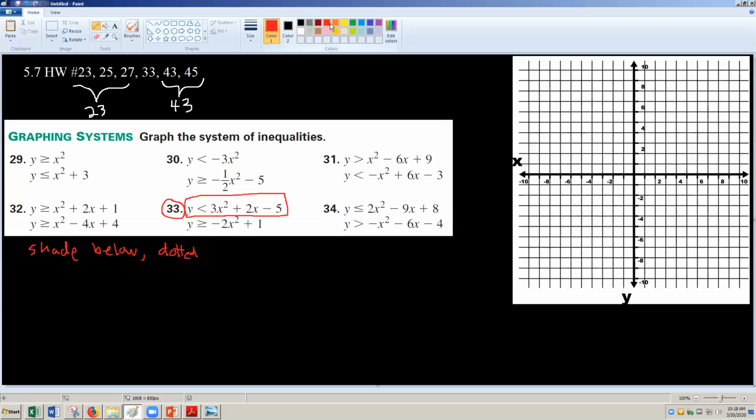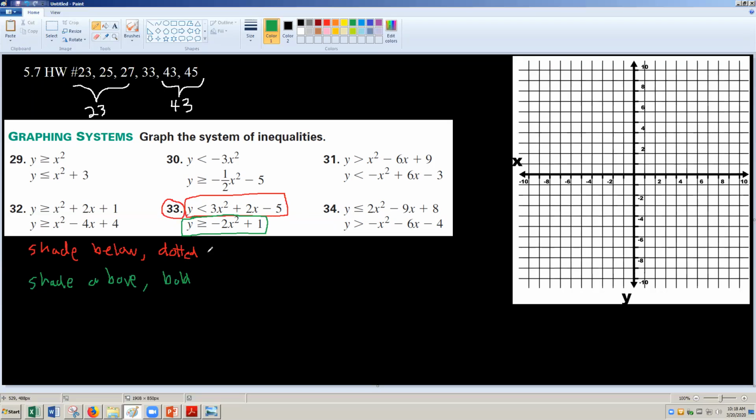So that's the first one we've got. The second one we have here is y is greater than or equal to this thing. Now we're going to shade above, and it's going to be bold. Because it's or equal to, it will actually occupy that curve itself.